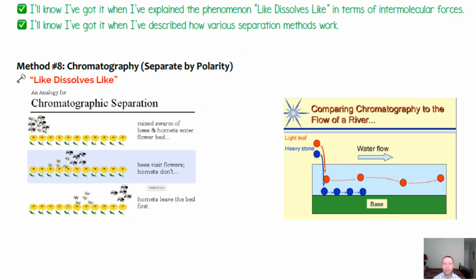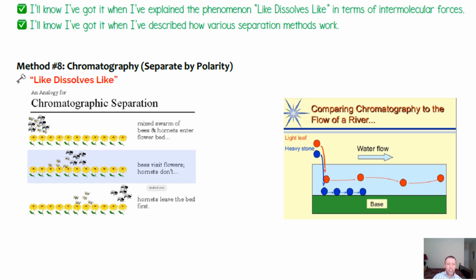Chromatography is probably the most important method in all of chemistry for separating things. For any analytical chemist or any drug company, chromatography is the go-to. And it uses the principle of like dissolves like. I just want to give you two analogies first so you can see what's happening here.